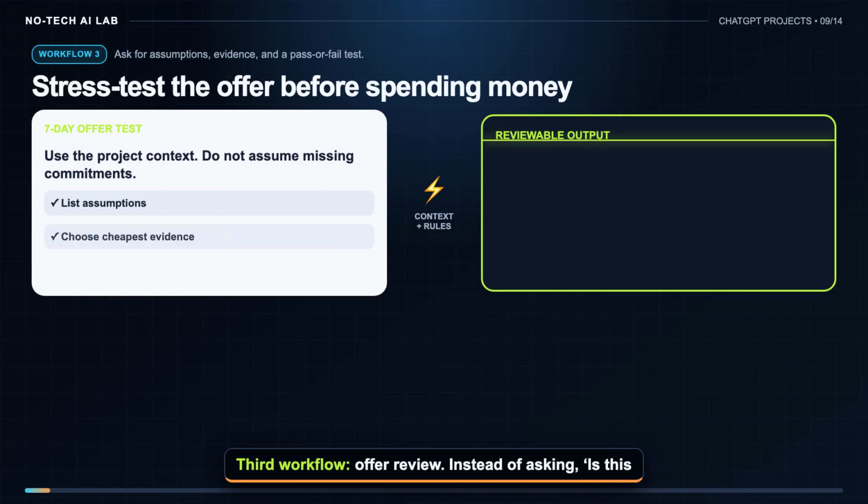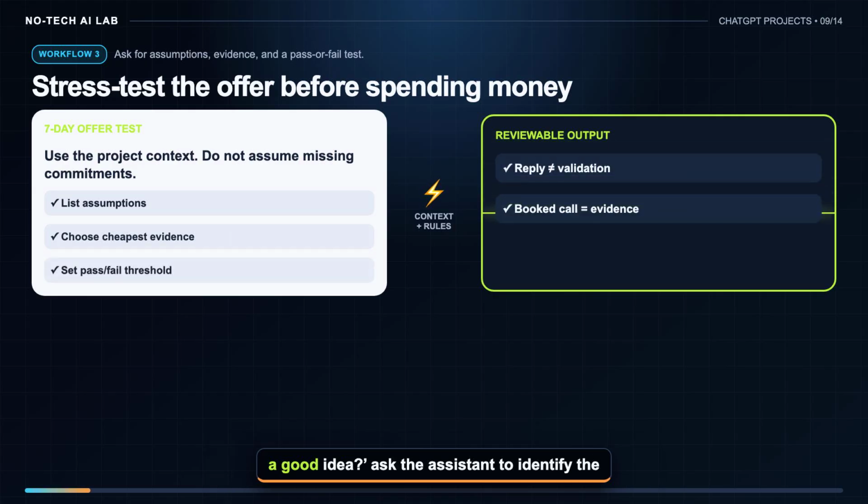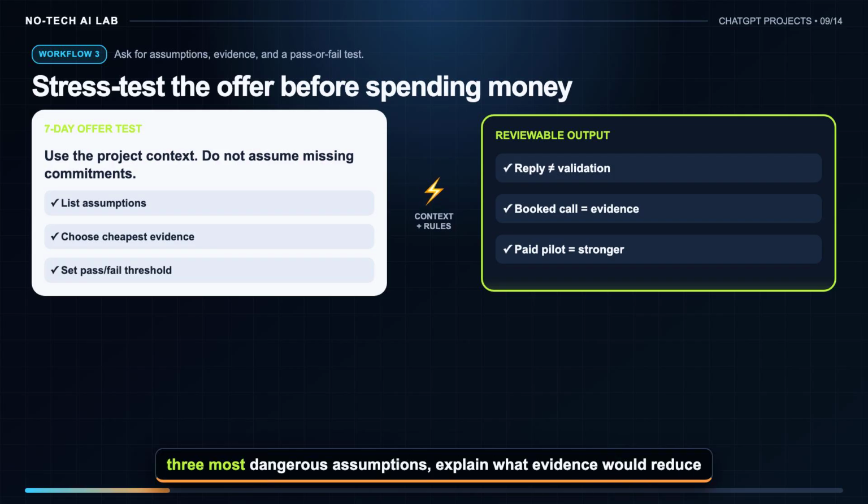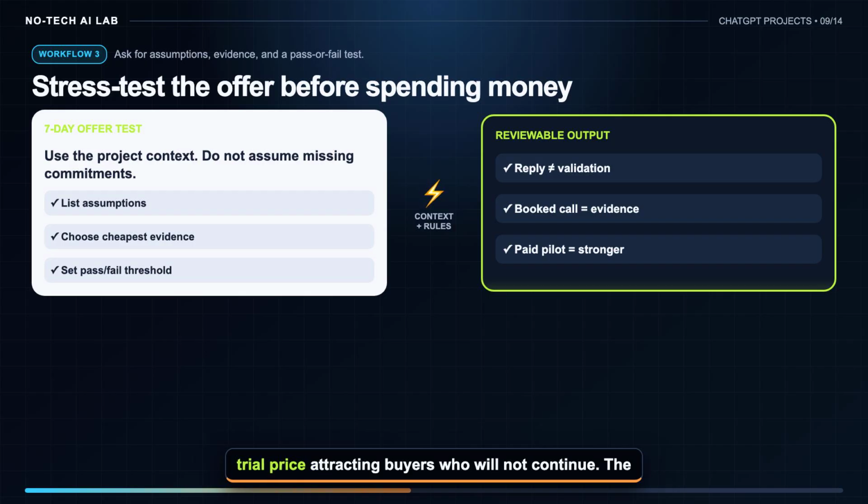Third workflow, offer review. Instead of asking, "Is this a good idea?" ask the assistant to identify the 3 most dangerous assumptions, explain what evidence would reduce each risk, and design the cheapest 7-day test. For our video editing service, likely risks include agents not having usable footage, cold messages being ignored, and a low trial price attracting buyers who will not continue.